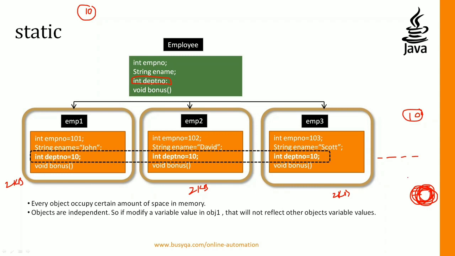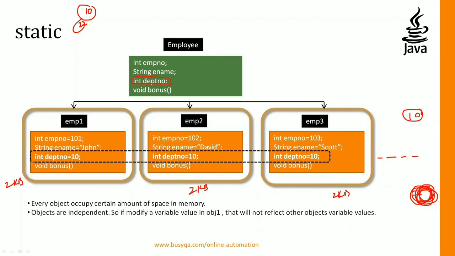The second problem: suppose tomorrow all these employees are moved to some other department number. In that case, what should I do now? Again, I should change this value in each and every object. So suppose it becomes 20 now. I need to go and change it here: 20, 20, 20, 20, and so on. All 100 objects I need to change. So these are the two different problems.